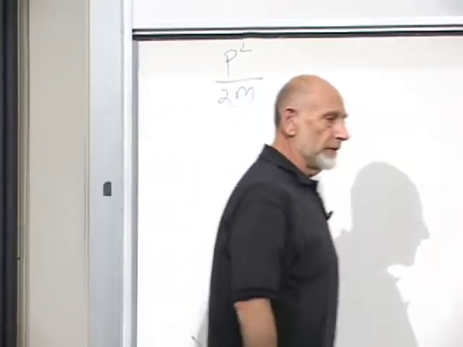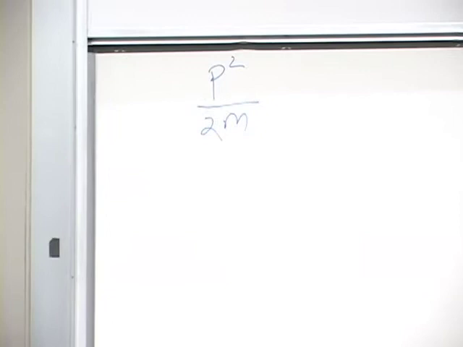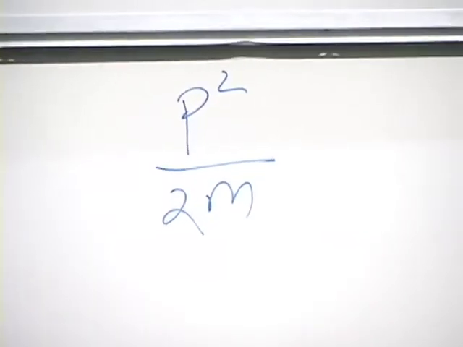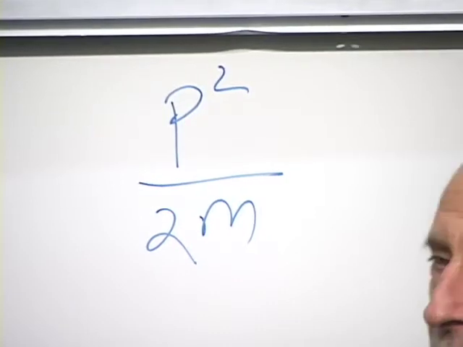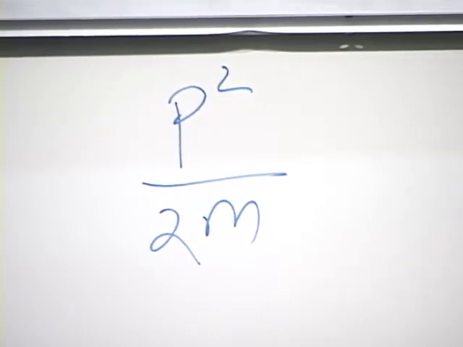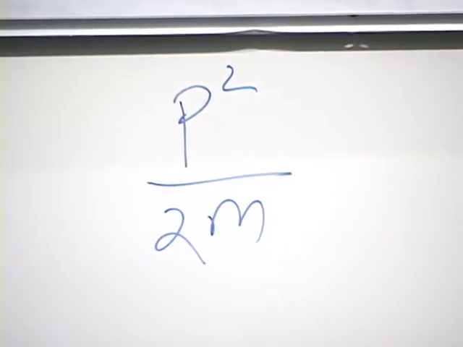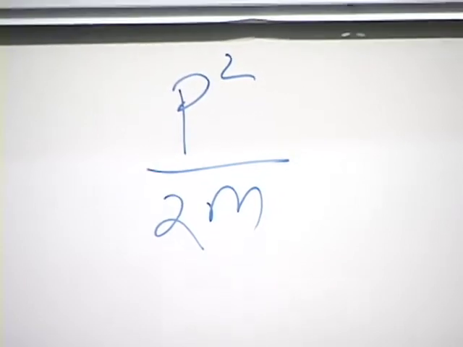Momentum squared, depending on the number of dimensions, we would have to add up the various components of momentum divided by twice the mass. That's a nice simple algebraic quantity. The square of a function is easy to compute and so forth. You might add to this a constant.